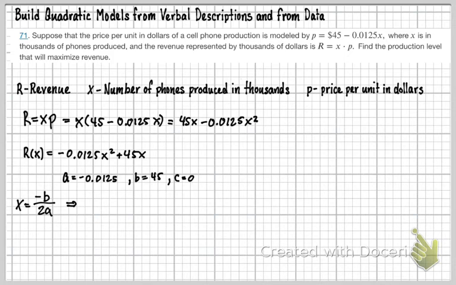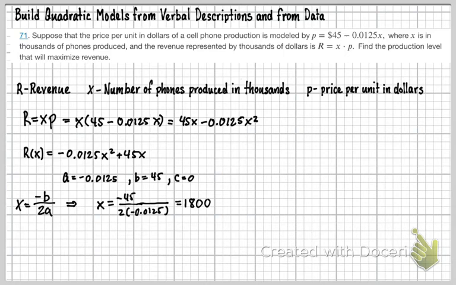So now let's take a look at this one here. The formula we're looking for is x equals negative b over 2a. That's going to give us the x value of our vertex, and that's where the maximum is going to happen, that being our production level. So x is going to be negative 45 over 2 times negative 0.0125, and that's going to be 1,800. All I did was punch that in my calculator. So that's all you really have to do for that.